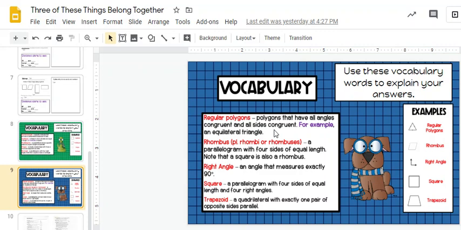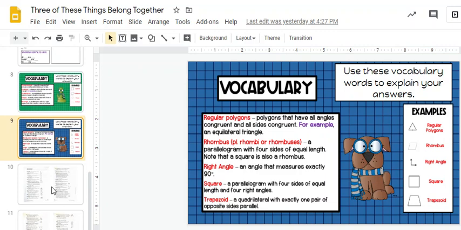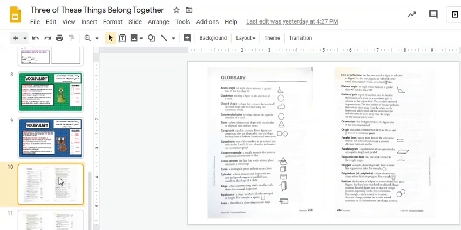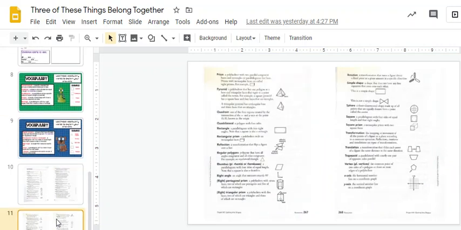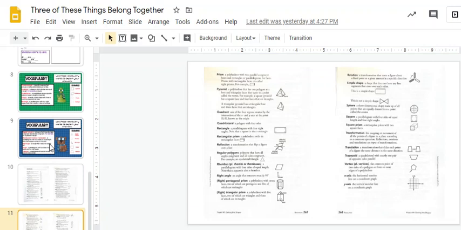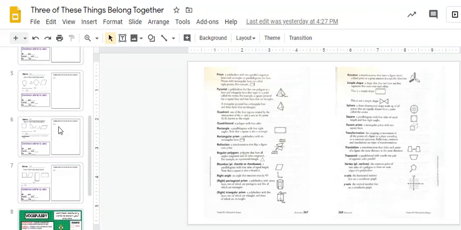A right angle is an angle that measures exactly 90 degrees. A square is a parallelogram with 4 sides of equal length and 4 right angles. And a trapezoid is a quadrilateral with exactly 1 pair of opposite sides that are parallel. So just 1 pair. Here is more extensive, fancy vocabulary. If you want to try to add that to your answer, that is certainly welcome. And here's more. So this is the glossary for the entire unit. So you're not expected to be using these words yet, but if you do, that's fantastic.